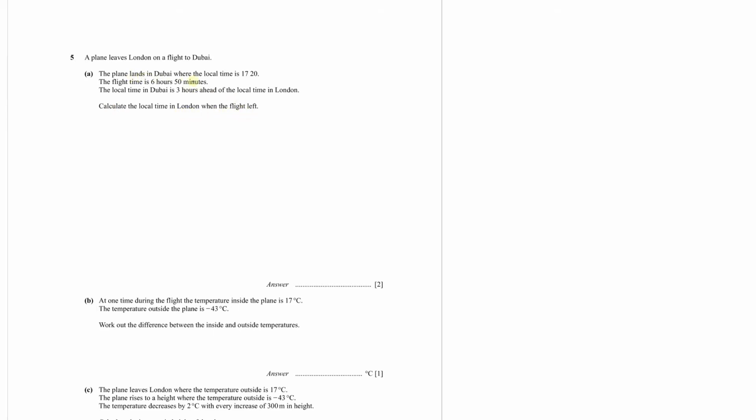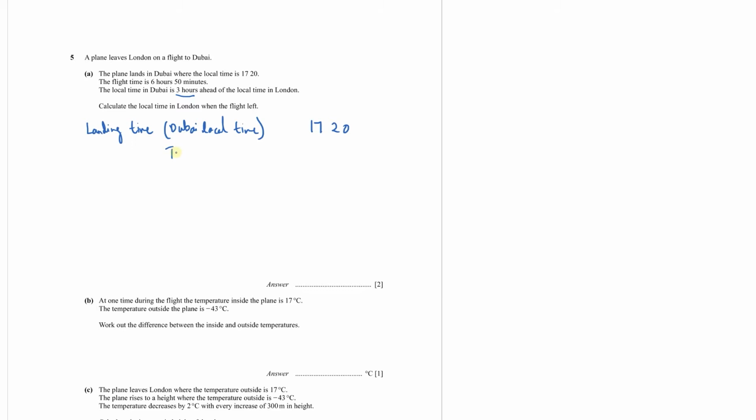So you're first given the landing time in Dubai. We can convert this landing time in Dubai to landing time according to the London time, because London is 3 hours behind. And once we have the arrival time or the landing time in London time, I can subtract the flight duration to get the departure time of the flight. So let me write it as landing time in Dubai local time. It's 17:20.